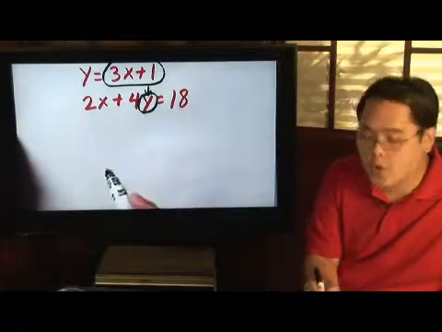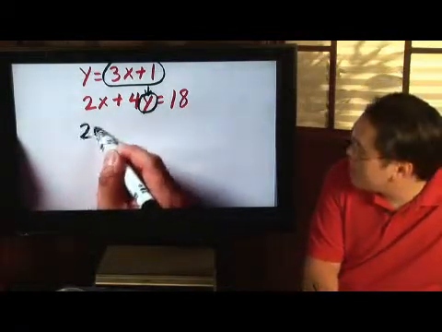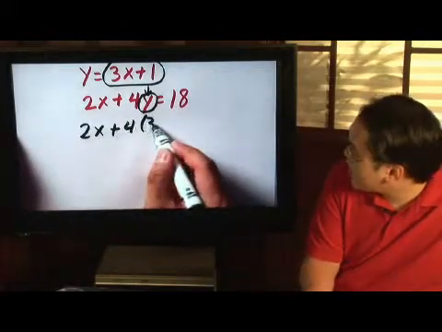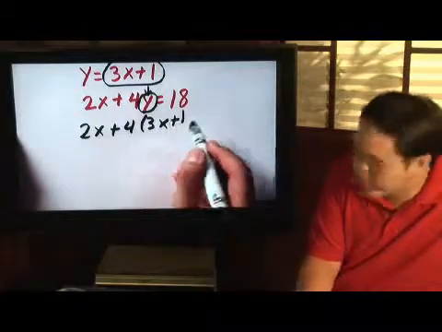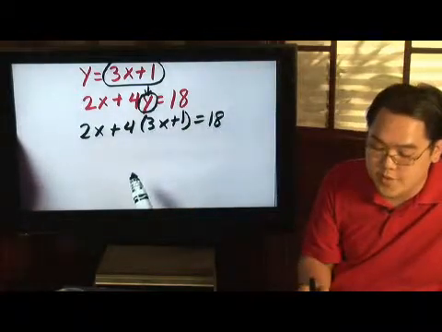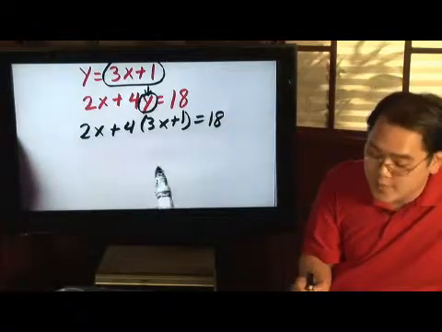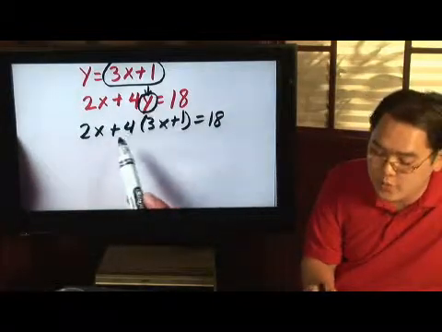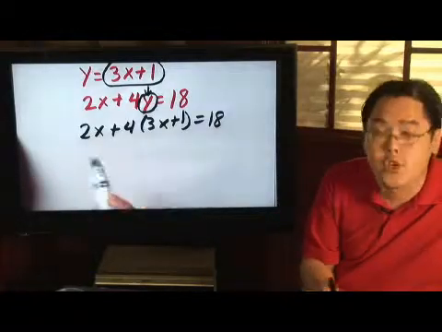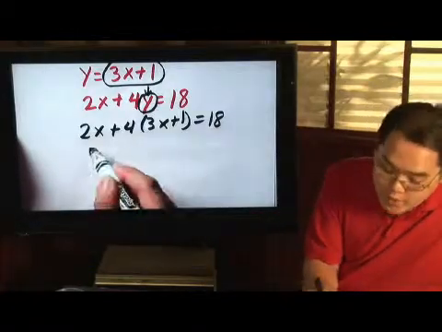So in other words, your equation is now going to look like 2x plus 4 times (3x plus 1) equal to 18. It's a direct substitution. It actually makes the equation easier because you now go from having two unknowns to just one variable that you're solving for. After that, you go ahead and just use the algebra and go from there.